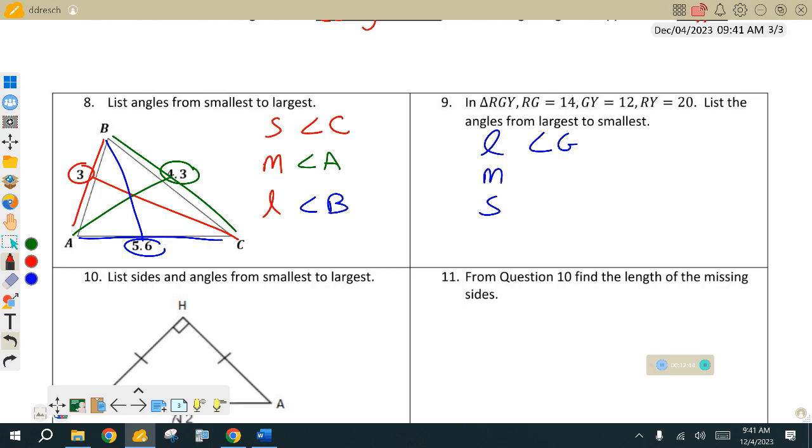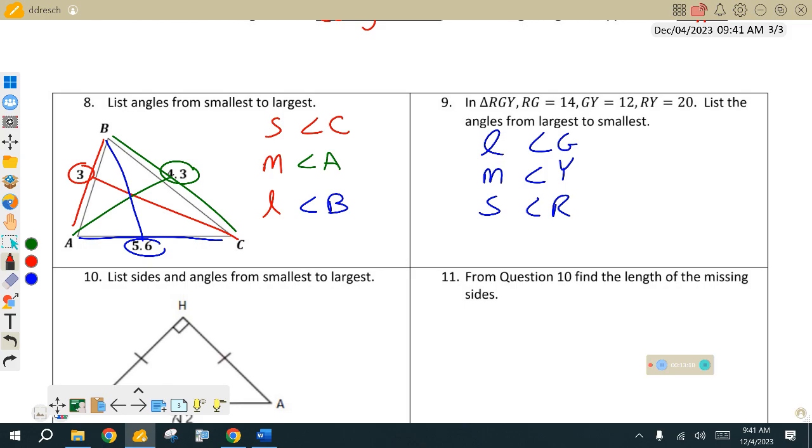Medium is what? RG, which is 14. So what's its opposite one? There you go. And then lastly, GY is my smallest. GY is opposite what? That's it.